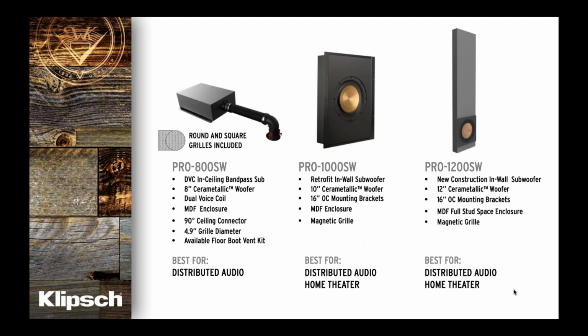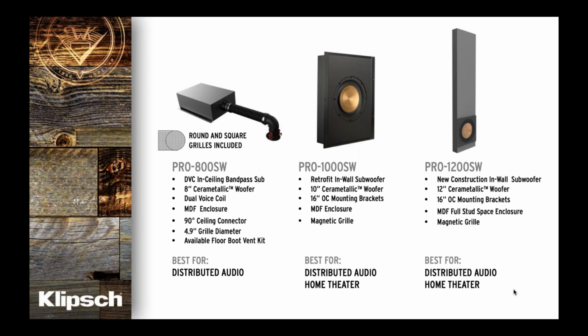So I did mention the Pro 800 SW, which is an 8-inch bandpass dual voice coil in-ceiling or in-floor subwoofer, but we also have a couple more traditional home theater architectural subs. So the Pro 1000 SW is a 10-inch Serometallic woofer, and the Pro 1200 is a 12-inch Serometallic woofer. Now you can see the 1000 SW is really great for retrofitting. You cut out space between studs and the wall. This screws right into the studs over the drywall. Whereas the Pro 1200 SW, you can see with its about 5 foot tall cabinet, you get a little more air volume there, so a little bit better extension and output, but it needs to be installed before the drywall is installed, so something to keep in mind there.